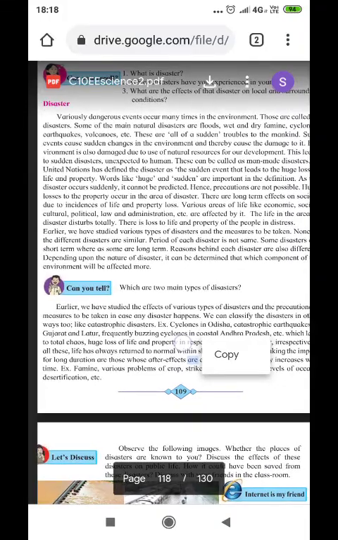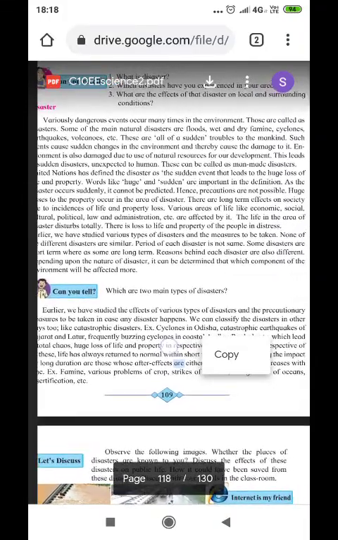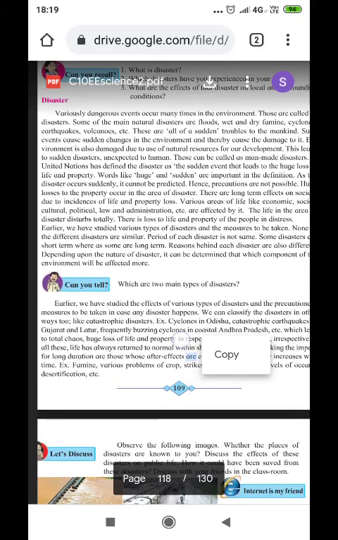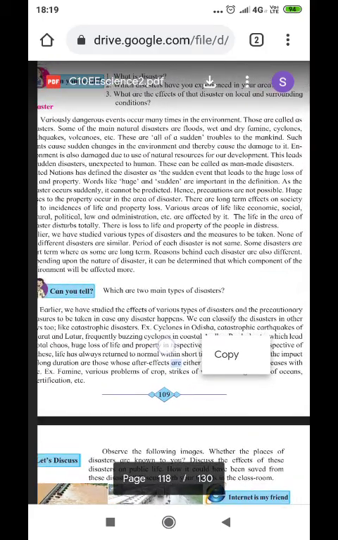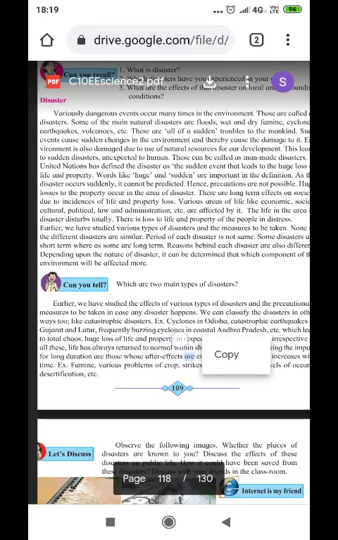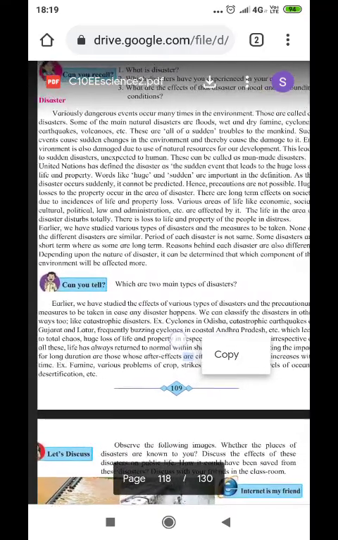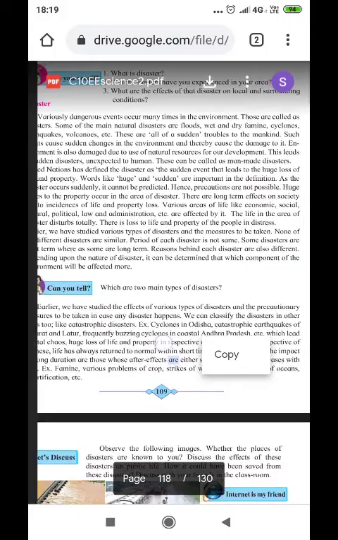The United Nations has defined disaster as a sudden event that leads to a huge loss of life and property. Words like huge and sudden are important in this definition. As a disaster occurs suddenly, it cannot be predicted, and hence precautions are not possible. Huge losses to property occur in the area of disaster.